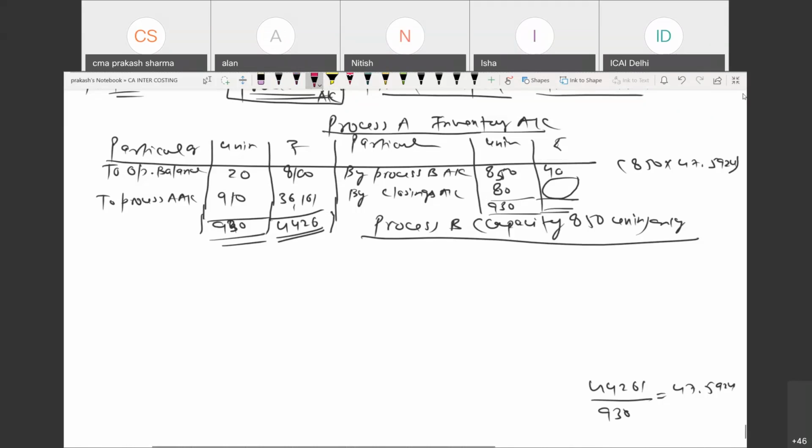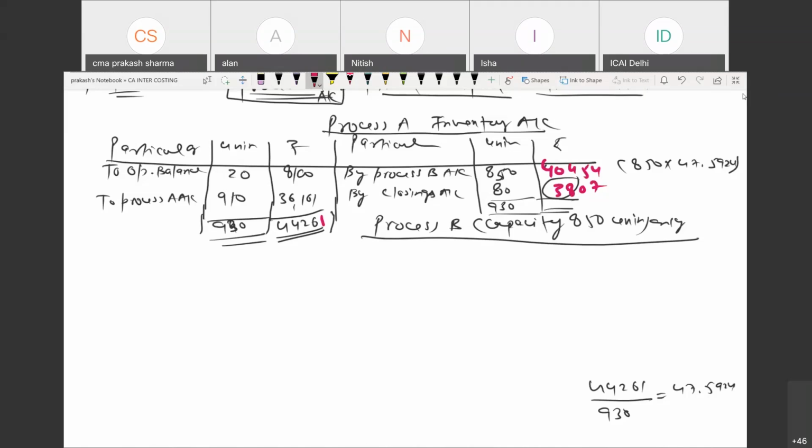It is 40,454. Okay, sir. And the balancing figure would be, in this case, 40,261 minus 40,454. It is 3807. And when I divide it by 80 units, again I will get the same rate, equivalent to 47.5924, which is actually 47.5875 in this case.